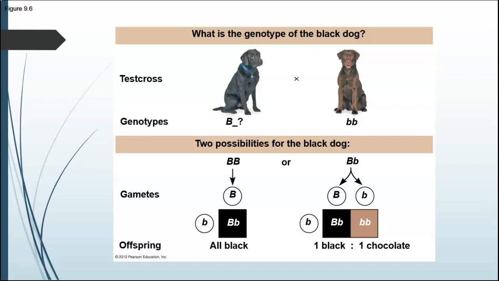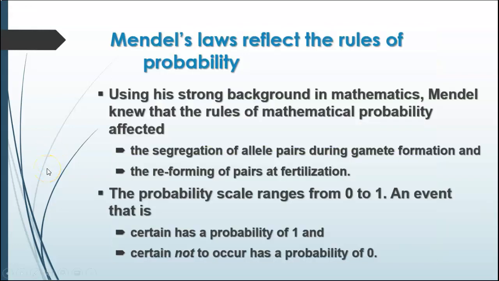If you cross the individual with the recessive individual, and all of the offspring end up black, then chances are pretty high that that parent is homozygous dominant. If there are any chocolate puppies produced from that pairing, then you'll know that the black dog is heterozygous. All right, and so testcrosses are used frequently in genetics experiments of various kinds.